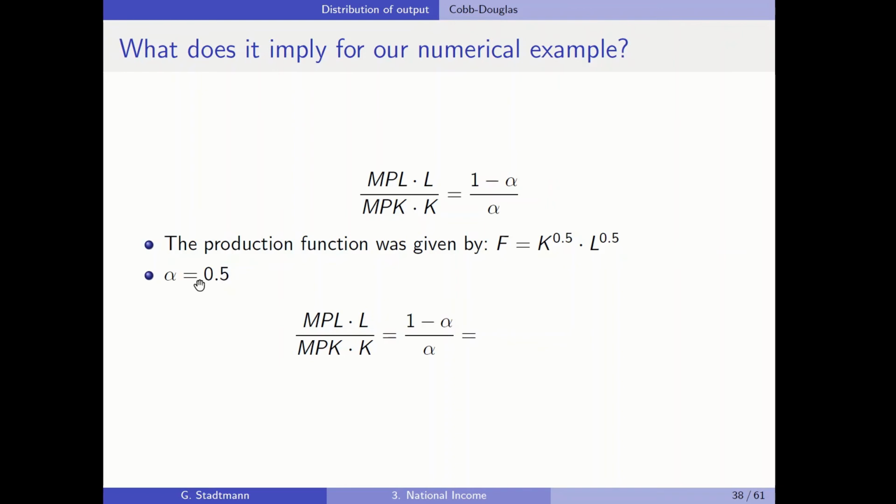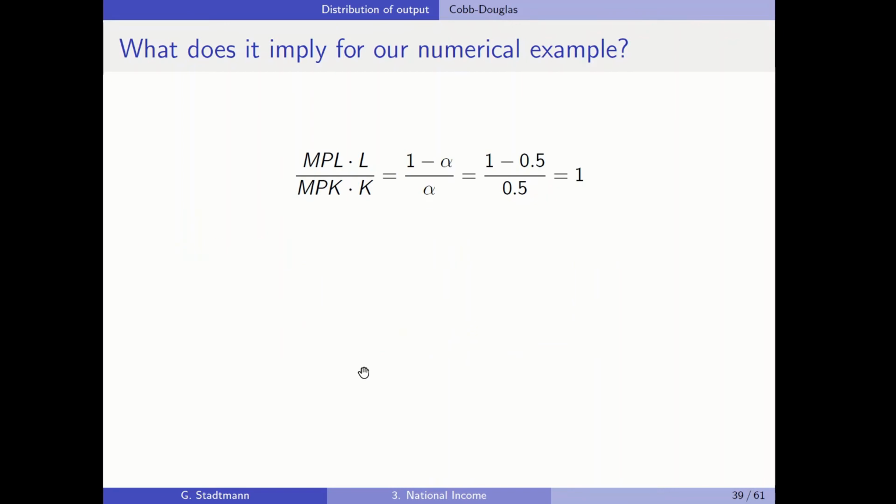When we insert this value in this expression, it is clear that the numerator and the denominator both take the value of 0.5, so that the ratio is equal to 1. This implies that 50% of the output goes to the factor labor and 50% of the output goes to the factor capital. Let's check whether this is indeed the case.